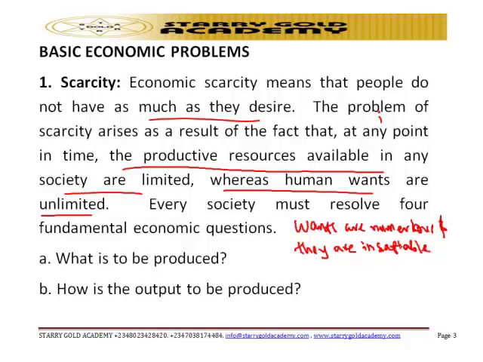So scarcity came with the idea that the resources that we have on ground are not enough to meet the wants of every human being, because human wants are unlimited, and the productive resources we have at our disposal will not be enough to meet those wants. So this is why scarcity is one of the basic problems of economics, and it has to do with people not having enough to meet their desire.